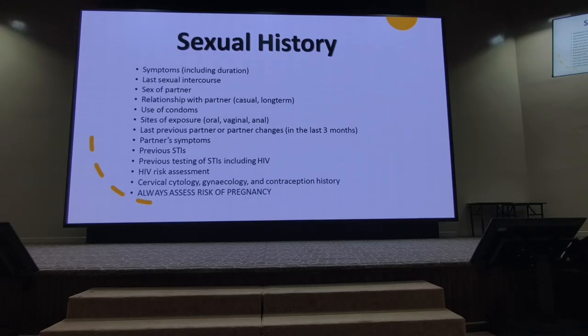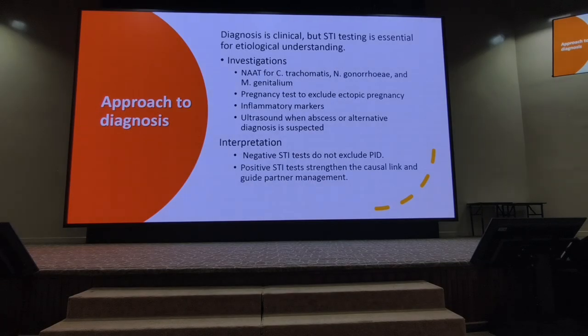Sexual exposure: oral, vaginal and anal, last previous partner or partner changes within 3 months, and partner symptoms if they know, because most of the time partners are asymptomatic, or previous history of STI or treatment, and also HIV risk assessment, previous history of cytology or any other procedures done, and contraception history. And of course, always assess the risk of pregnancy, because if they have STI infection and get pregnant, there's an increased risk of preterm labor and so on.